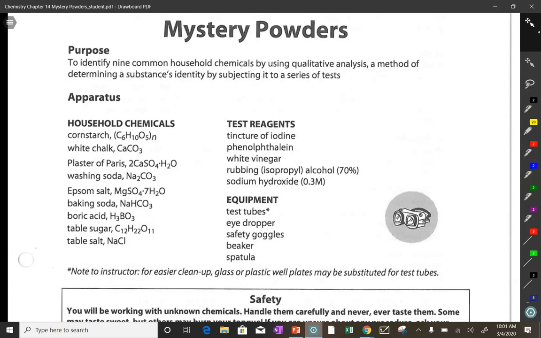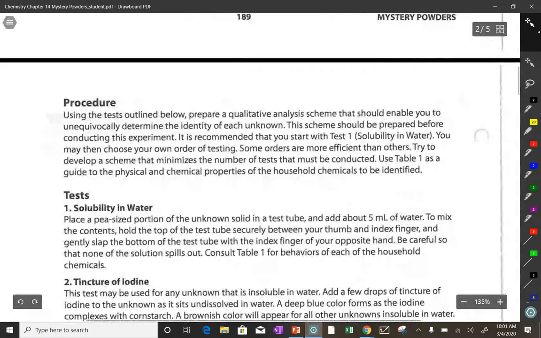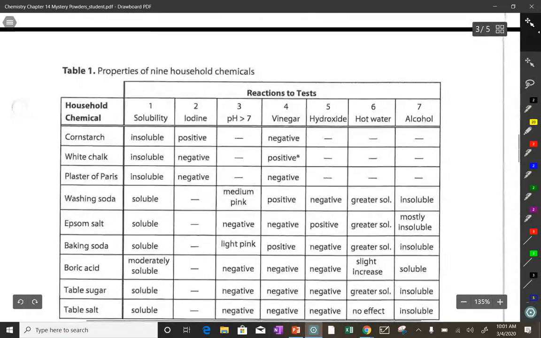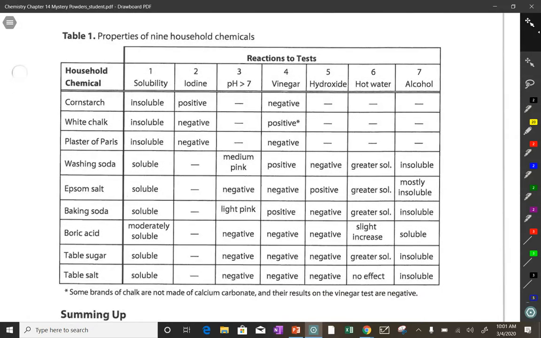You won't know which one's which. They're just labeled 1 through 9. And then you have those reagents, the tincture of iodine, phenolphthalein, white vinegar, isopropyl alcohol, and sodium hydroxide. And you're going to mix them and see what happens. And you have a table here that shows you what the reaction should be if you mix the different tests.